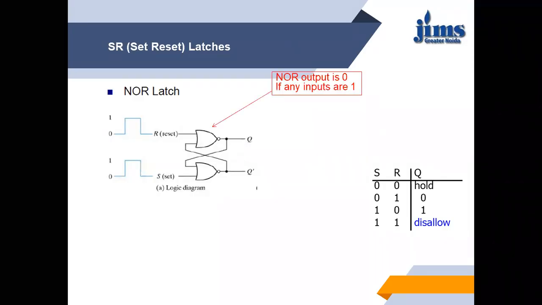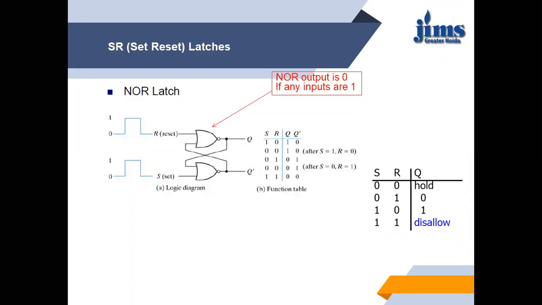So the concept is, for the NOR gate, if any input is 1, then the output is always 0, and this must be kept in mind. Whenever any input of a NOR gate is 1, then the output will be 0, and that is true for all types of NOR gates.